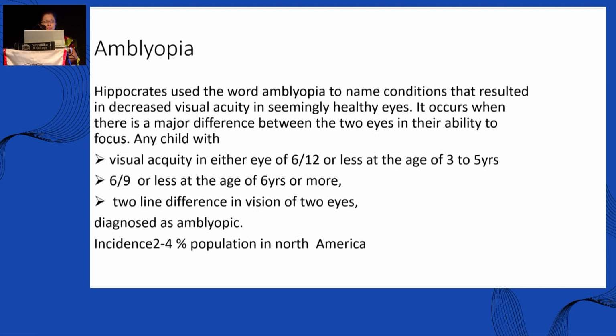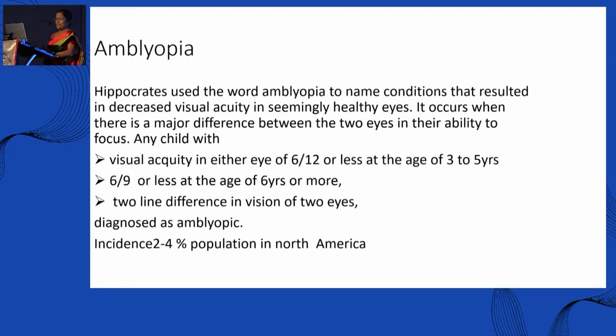Amblyopia: I came across that the name was used by Hippocrates, and he said it's a condition that results in decreased visual acuity in seemingly healthy eyes, because externally the eye looks healthy. And it occurs when there is a major difference between the two eyes in their ability to focus.